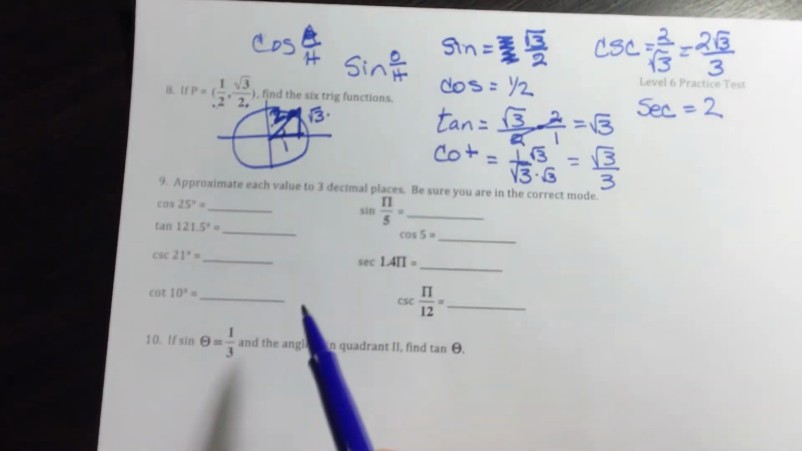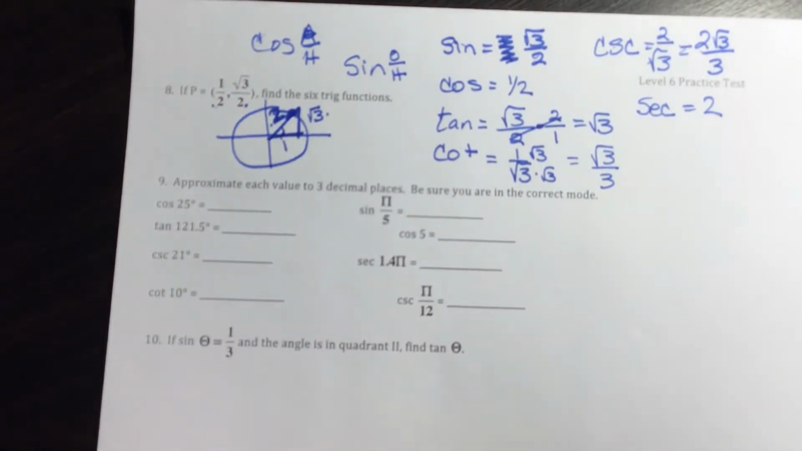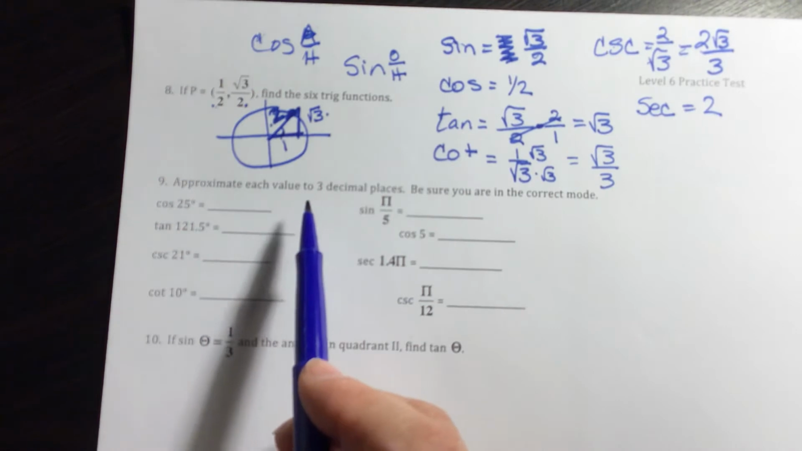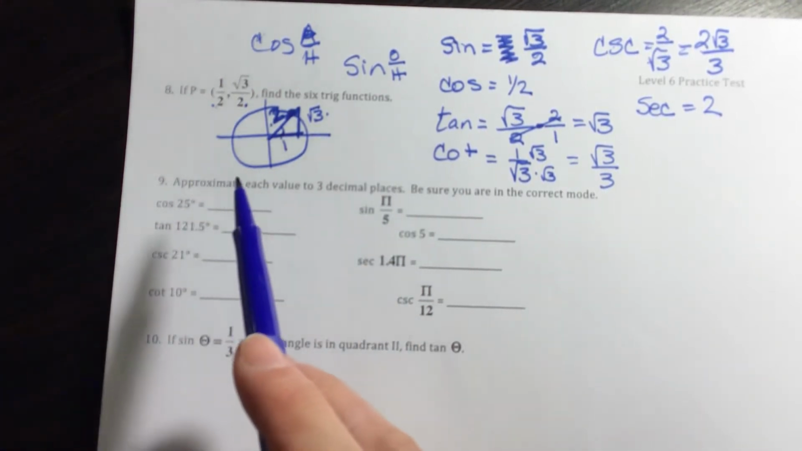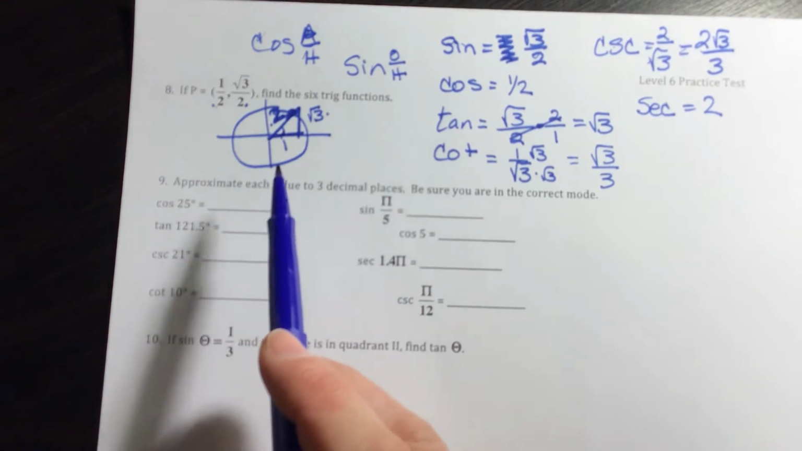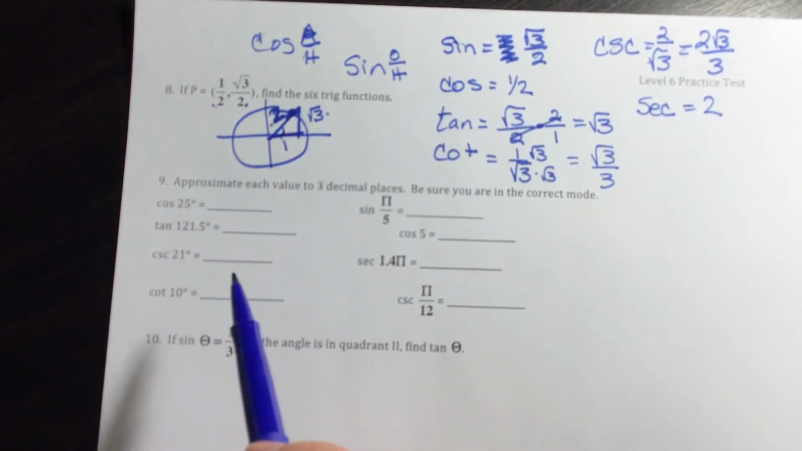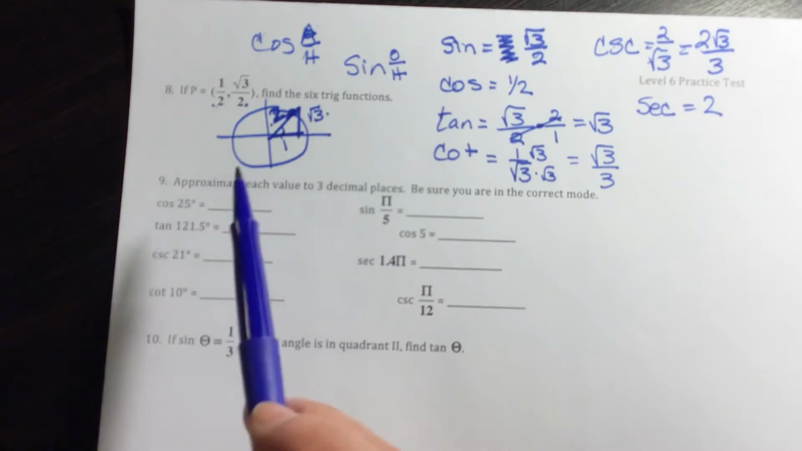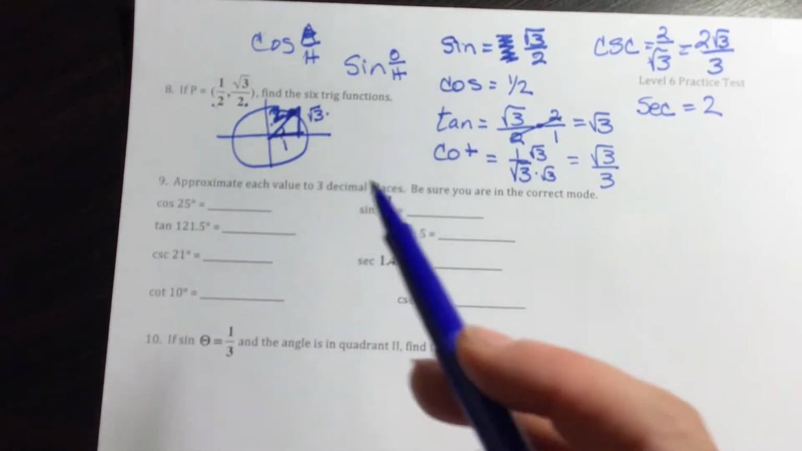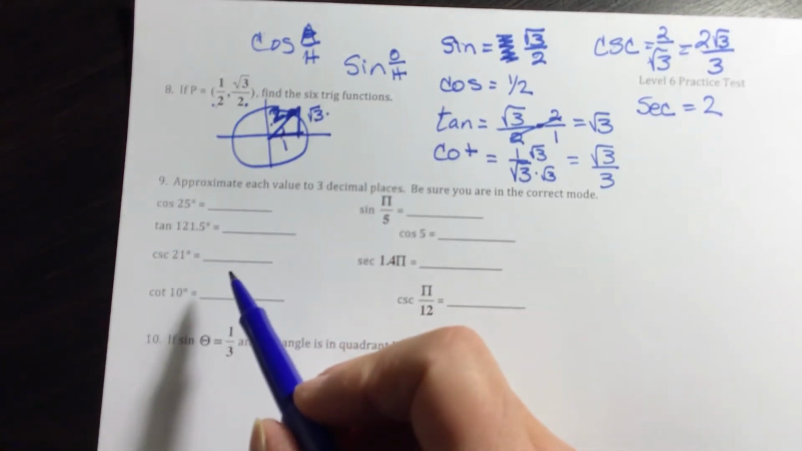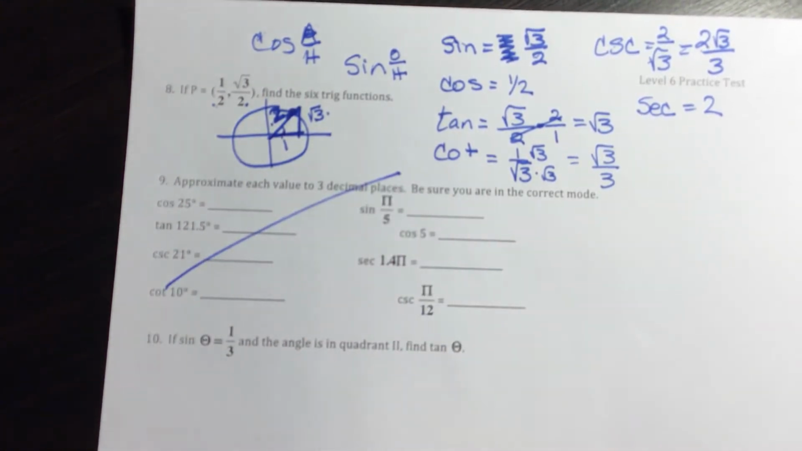Number 9 just asks us to type these things in our calculator and to round them to 3 decimal places. What we've been doing using the unit circle and the square roots and the ratios gives us an exact value. This is just calculating a decimal value, which is an approximate value. We're not going to do that on our test, so I'm just going to cross that out.